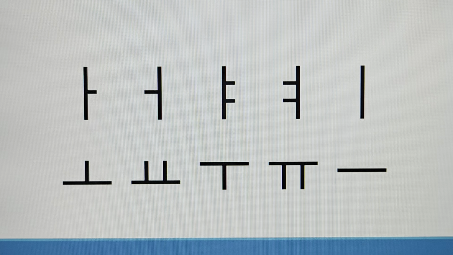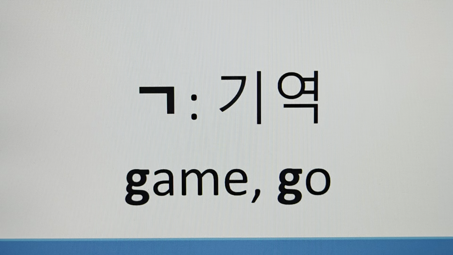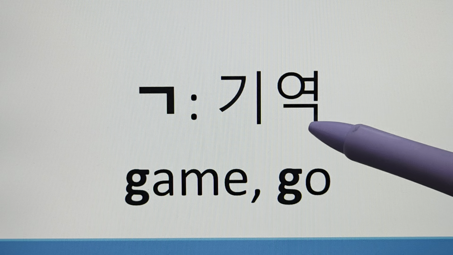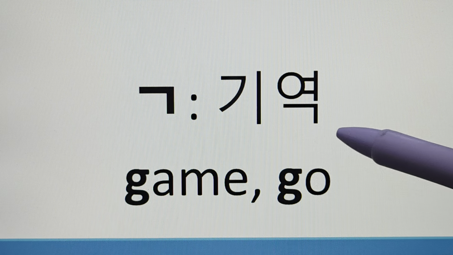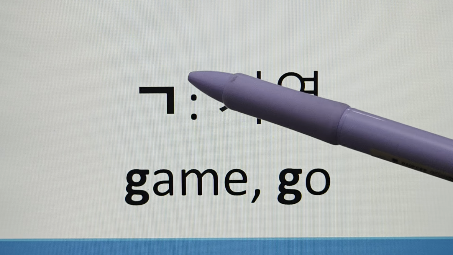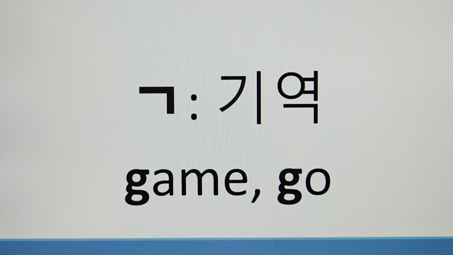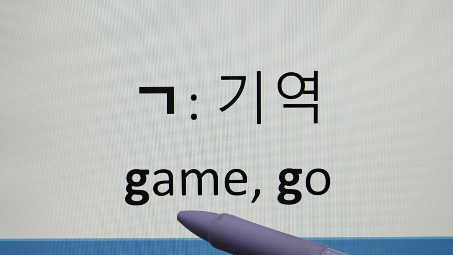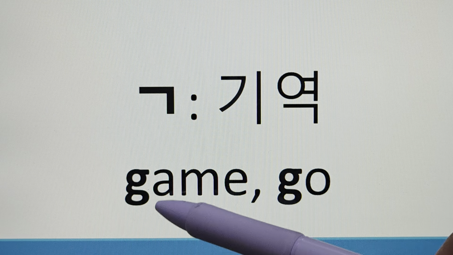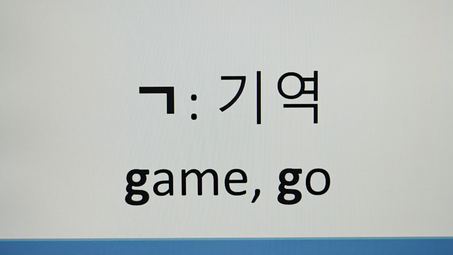Now, let's learn the very first consonant. Every Korean consonant has its own name. This one is called 기역, and this 기역 makes a sound like G in game and go. Game, go. So easy.